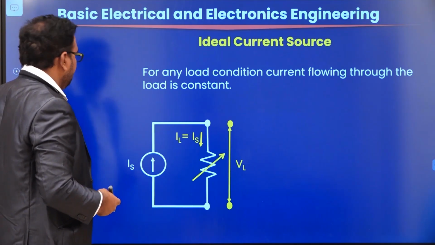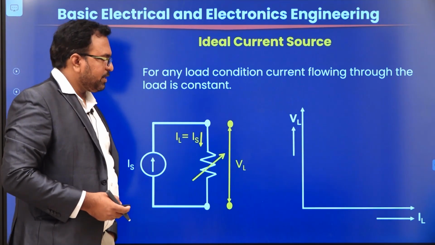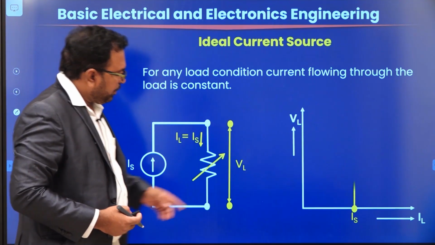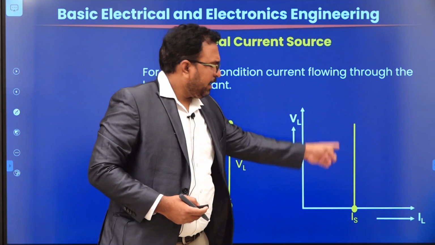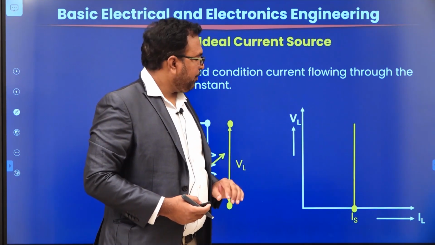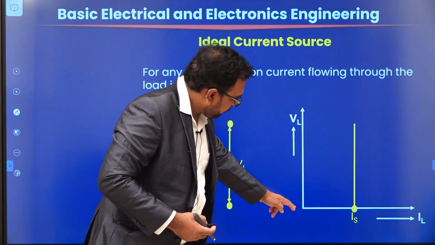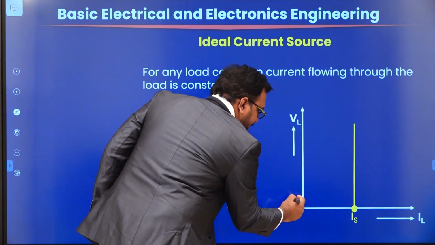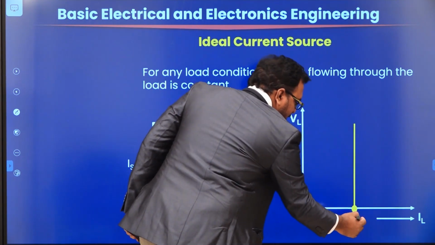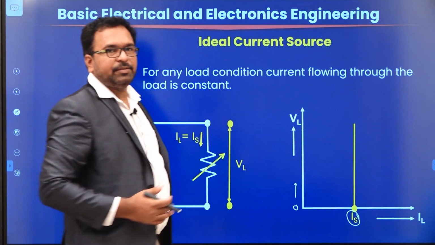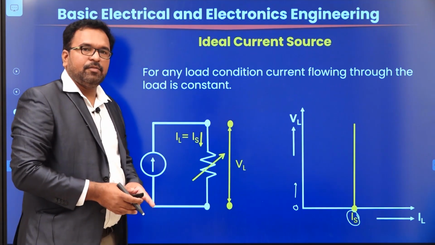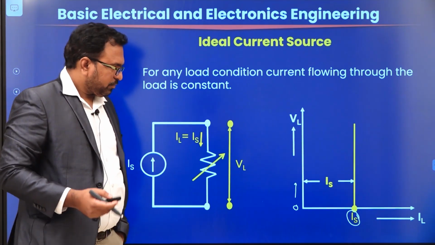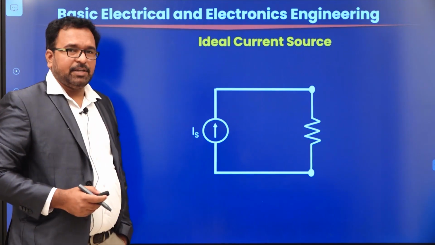If you draw the voltage and current relationship here, see, if you increase the voltage, the current remains constant. It is not going to vary, whatever may be the voltage. So from 0 to some value you are going to increase. Starting from 0, you are going to increase the voltage. But the current always remains at Is only. So this is the characteristic of ideal current source. Okay. I think now you must be aware of this ideal current source.